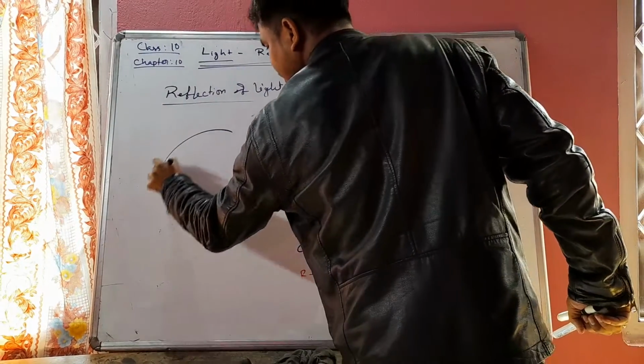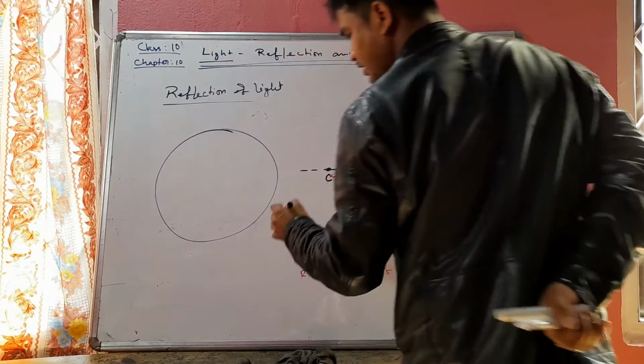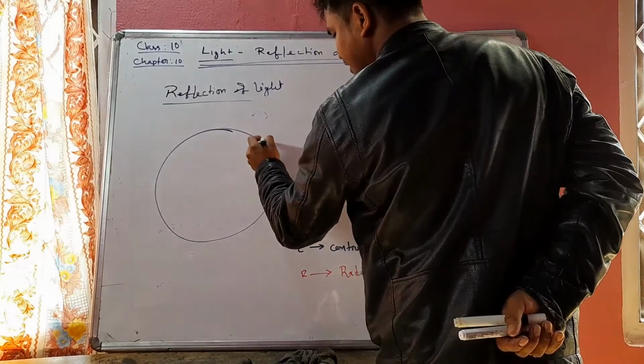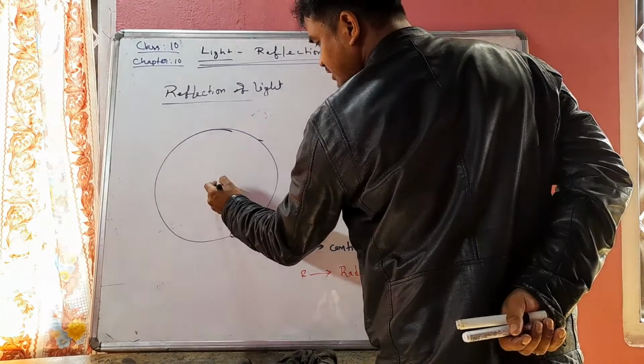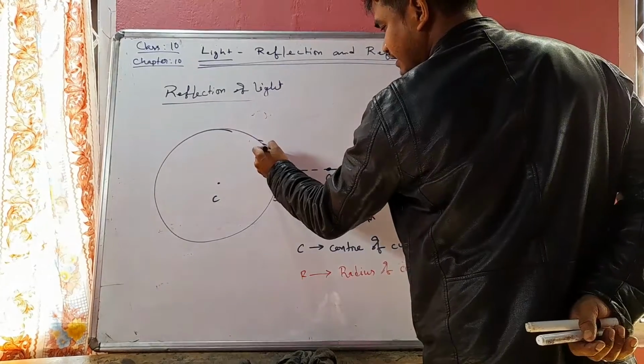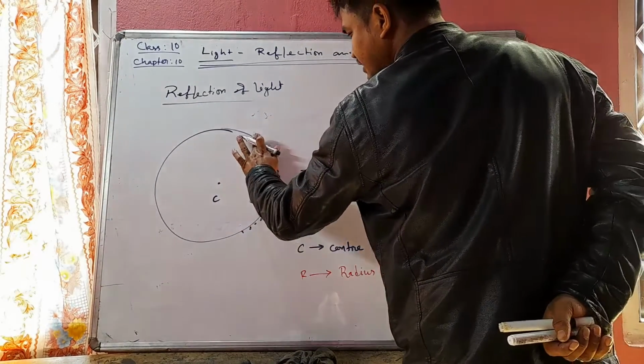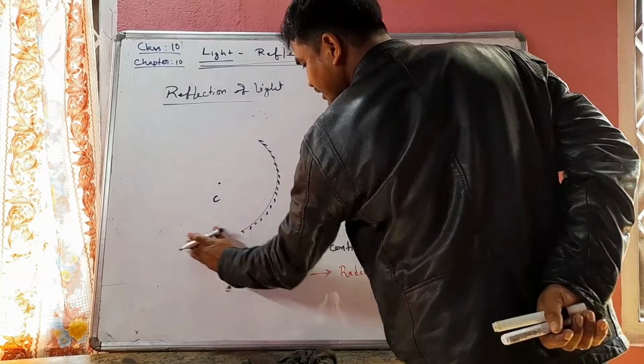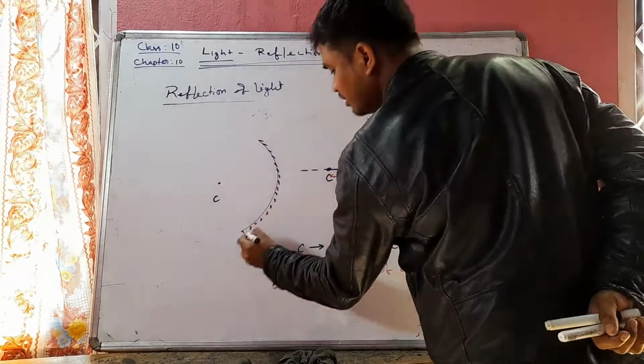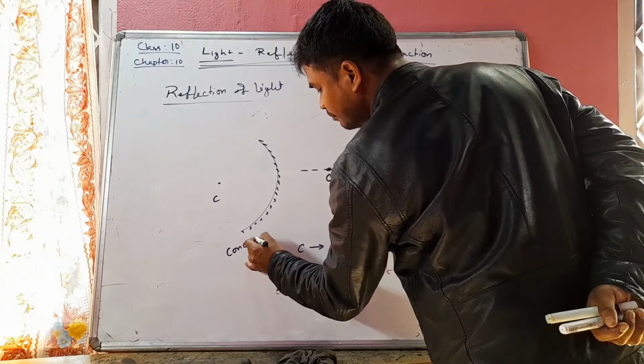Now we are going to discuss the same topic on spherical mirrors. Just consider this sphere, and we take this as the center of the sphere, and this is considered a polished surface. Then this is called a concave mirror.